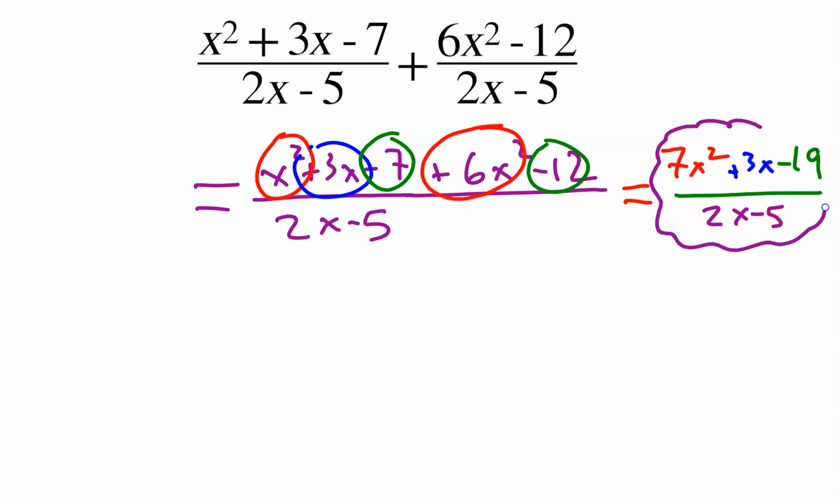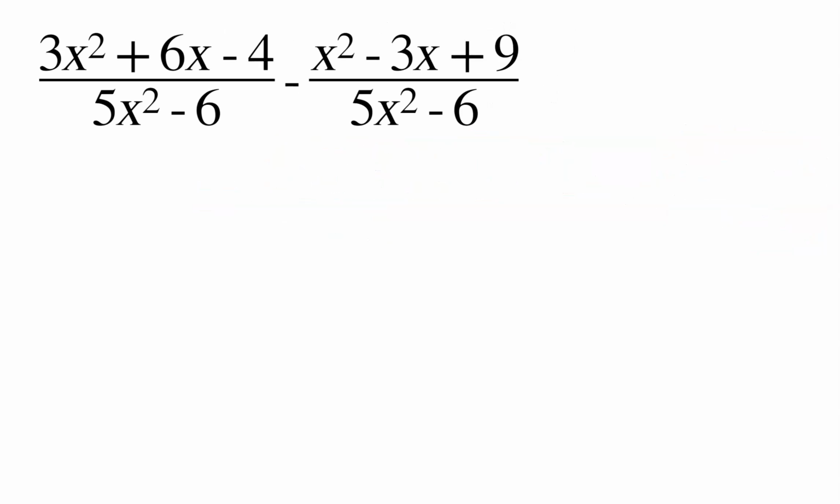So the simple combination of rational expressions when I have the same denominator is pretty straightforward. I have the same denominator, so all I have to do is add across the top with combining like terms. So let's look at a subtraction problem, which is going to be slightly more complicated, but not really.